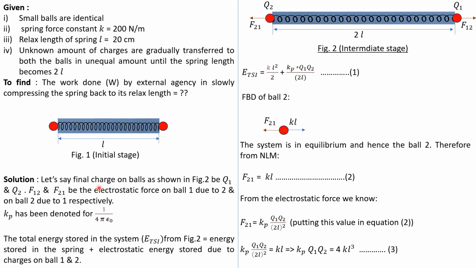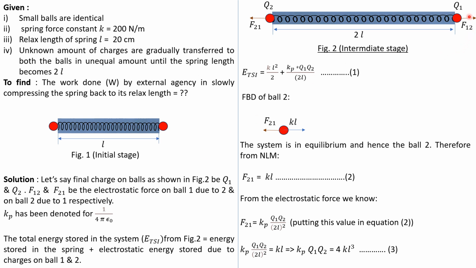So let us say the final charges on the balls as shown in figure 2 be Q1 and Q2. This is ball number 1, this is ball number 2. F12 and F21 be the electrostatic force on ball 1 due to 2 and on ball 2 due to 1 respectively. K subscript P has been denoted for 1 by 4 pi epsilon naught.